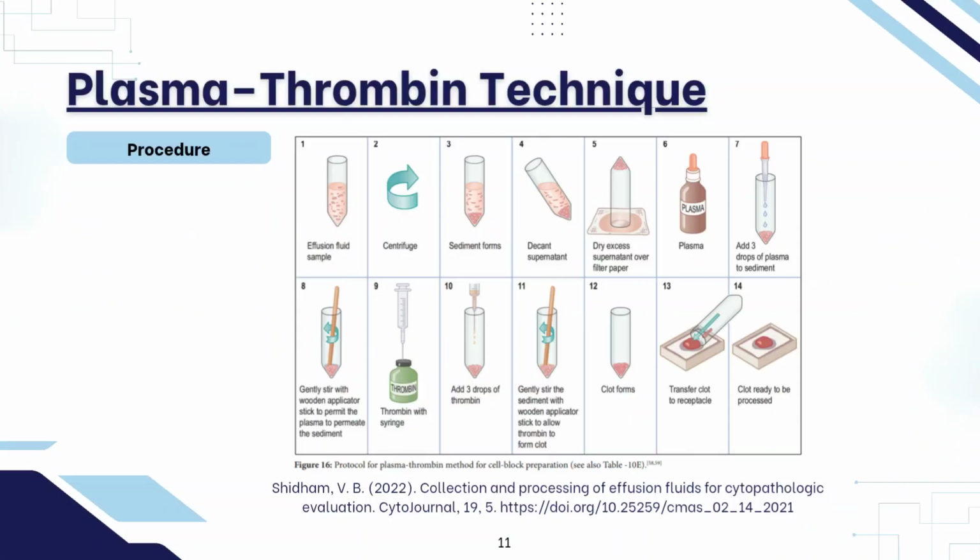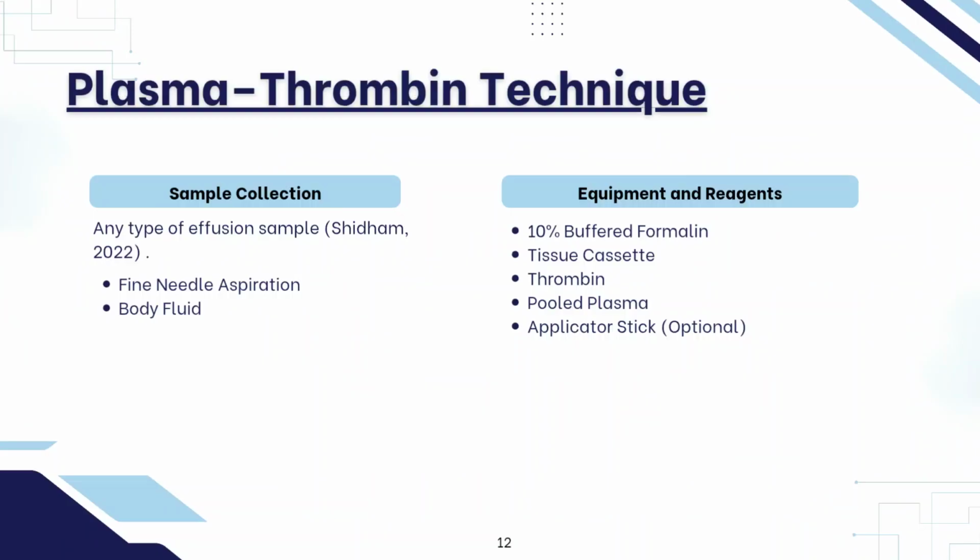and then the clot is transferred to be prepared for cell block. For sample collection, this technique can be applied for any type of effusion sample, like fine needle aspiration and body fluid samples. For equipment and reagents used in this technique, it only requires 10% buffered formalin, a tissue cassette to hold the clot, thrombin, pooled plasma, and lastly an applicator stick if required.